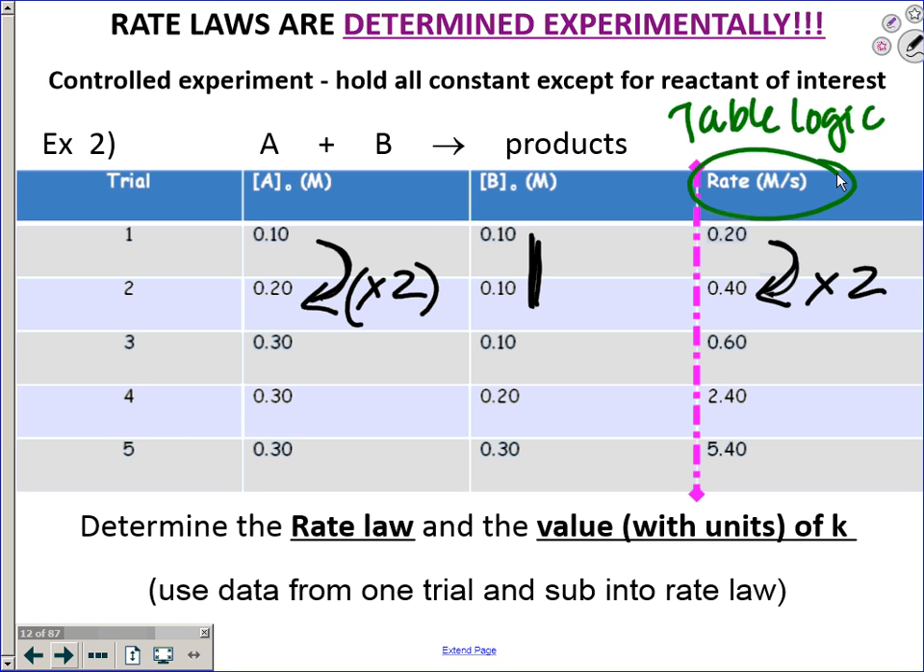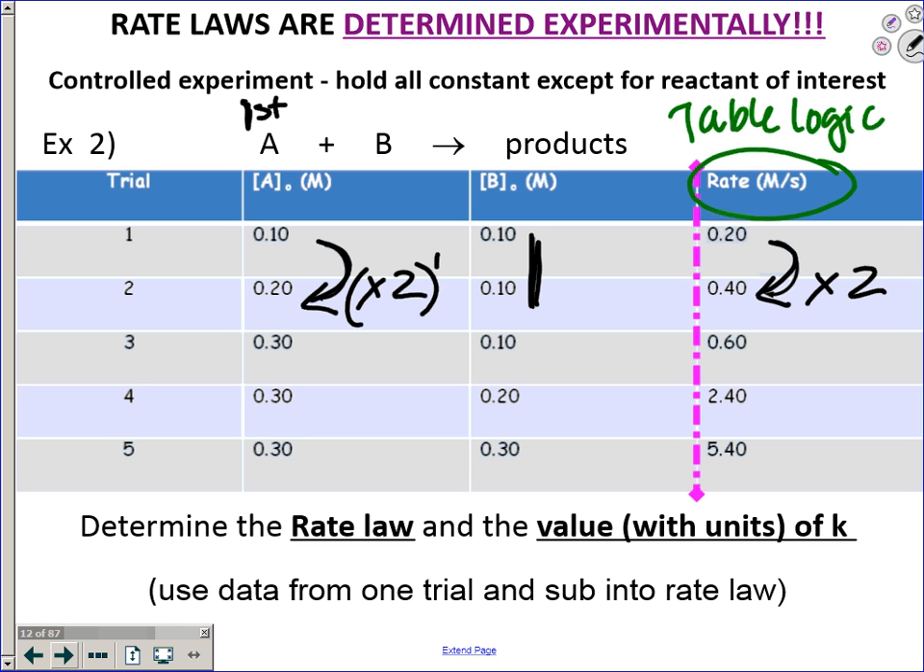First order, right? Because this was constant, I can say this doubling caused this doubling, so this must be to the first power to cause the rate to double. So I like to go ahead and do this, to just indicate now I know the order of the A reactant. So I want to keep something else constant and change something else to see how that impacts the rate. So if I kept B constant first, I'm going to keep A constant now.